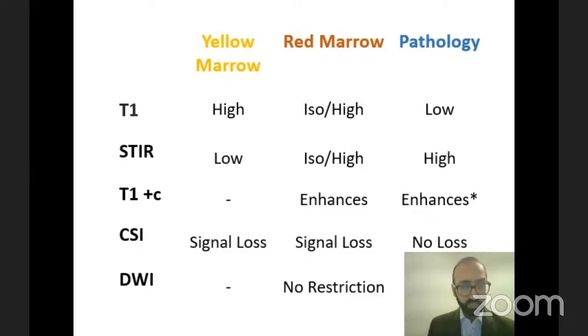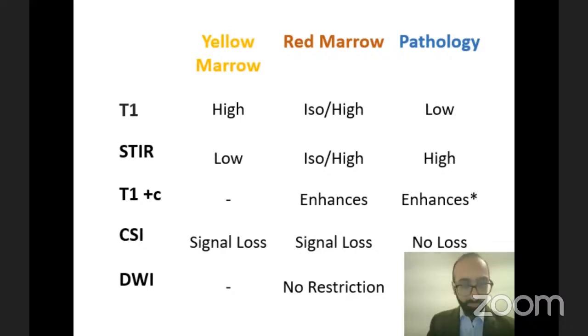Pathology is often low on T1, and again we're talking about low in comparison to a disc in the spine, an adjacent disc, or an adjacent muscle in the periphery. In the STIR, signal in marrow that has fat will suppress. Red marrow doesn't often suppress completely, and pathology we know can have quite hyperintense appearances, although sclerosis can sometimes look quite low and be a pitfall in MRI.